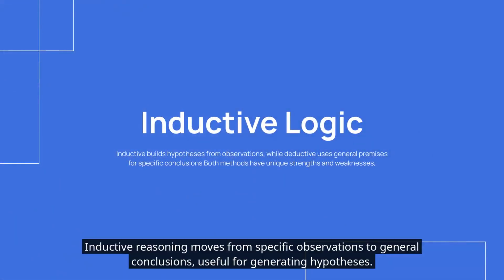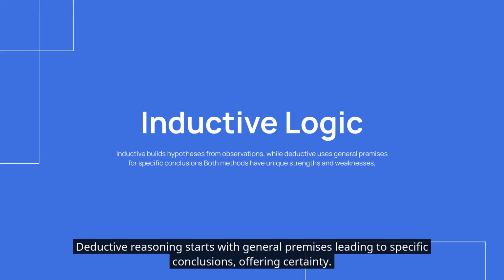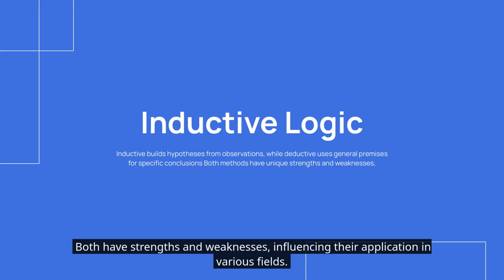Inductive reasoning moves from specific observations to general conclusions, useful for generating hypotheses. Deductive reasoning starts with general premises leading to specific conclusions, offering certainty. Both have strengths and weaknesses, influencing their application in various fields.